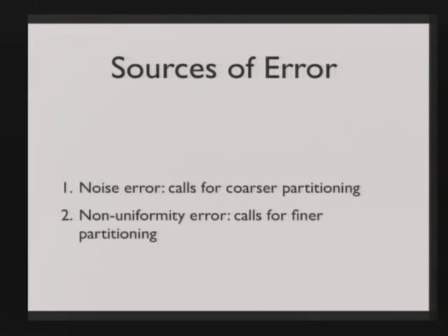So let's visit the two errors again. I have the noise error, which is calling for a coarser partitioning of the data set. And then I have the non-uniformity error, which calls for a very fine grain partitioning of the data set. The trick is, how can we partition the data set while balancing these two errors? I have transferred the problem into something similar to an optimization problem. But before I tell you what our method is, let me describe a few methods that have previously been proposed in this area.